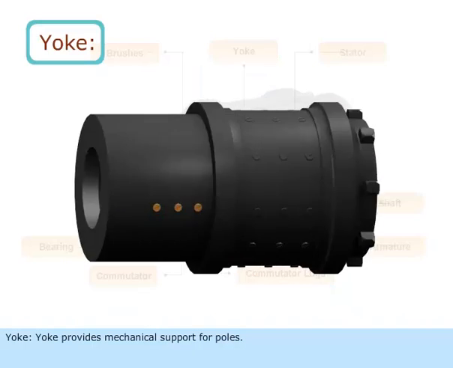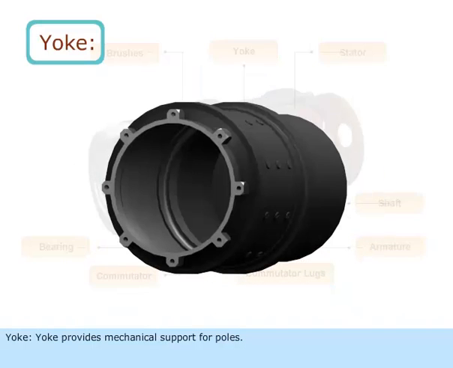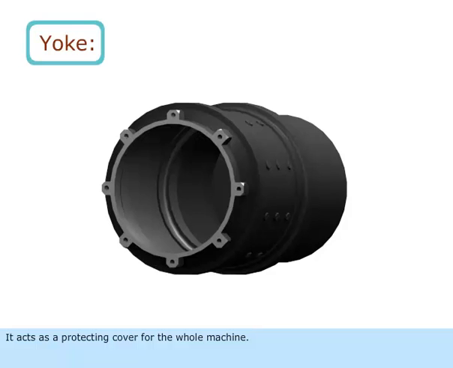Yoke. Yoke provides mechanical support for poles. It acts as a protecting cover for the whole machine. It also provides the path for the magnetic flux produced by the poles.